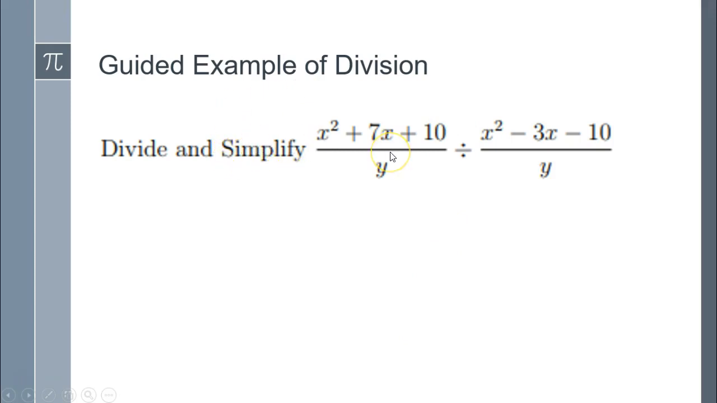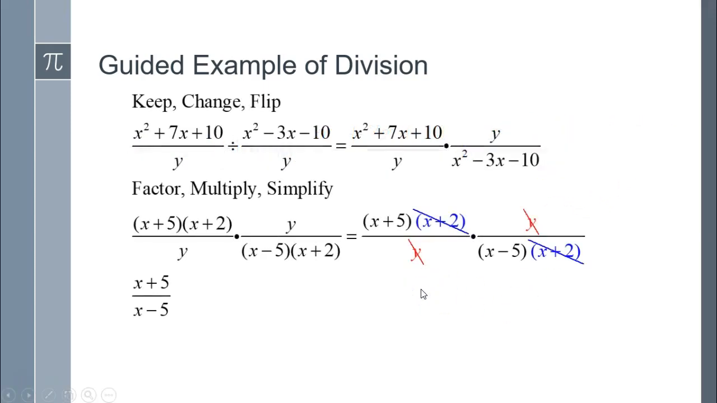So here's another example. I have these two fractions, x squared plus 7x plus 10 divided by y, and that fraction is divided by x squared minus 3x minus 10 divided by y. So I keep the first fraction, I change the division sign to multiplication, and I flip this second fraction.